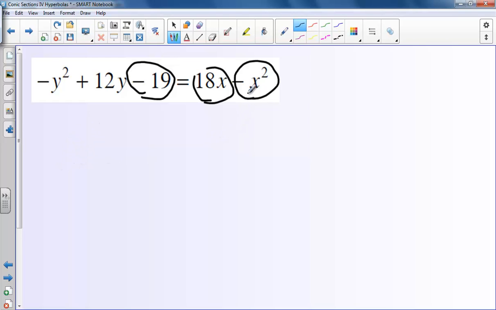So I'm going to take my negative x squared over here. So I have x squared. I'm going to take this positive 18x over here. So I've got minus 18x. This stays, this stays, this is moving to the other side, so it's equal to 19.